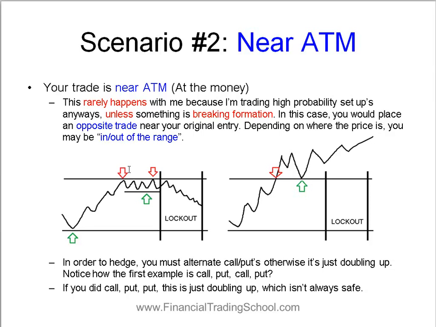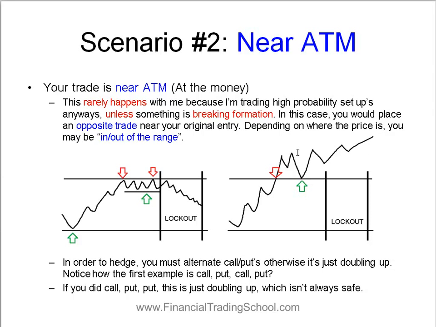If you did call, put without this call here, that would just be doubling up on the puts, which isn't always safe because what if price breaks out, like over here? So for this example, we don't start the position with a call because price never reached the lower support. So as price goes up to the resistance level, you place your first put. But it turns out that price just surges past, so it breaks out.